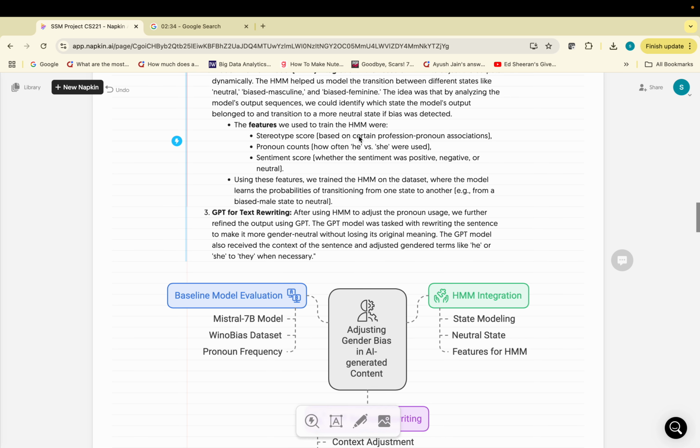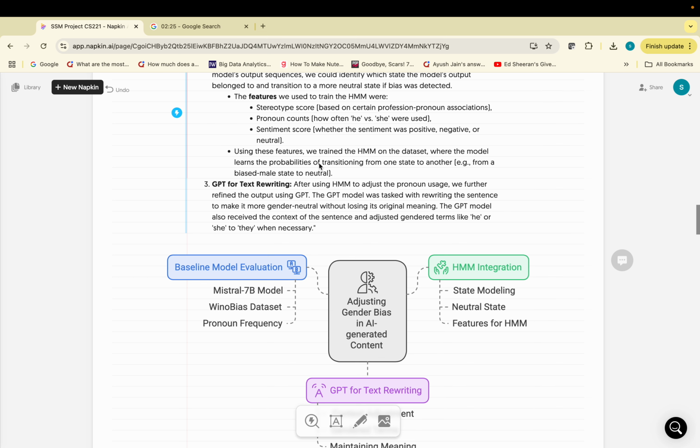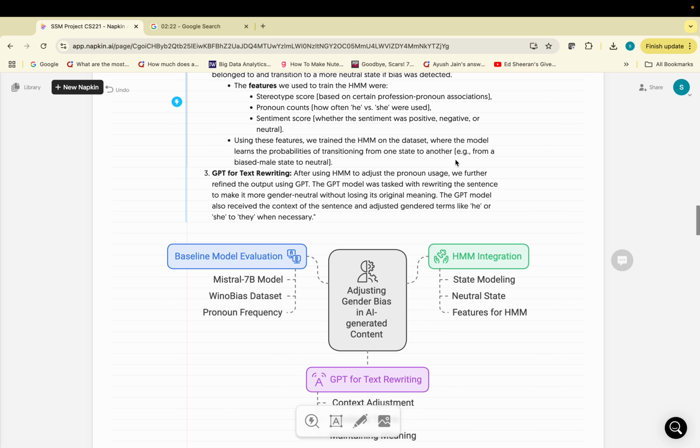The features that were used were stereotype score, pronoun counts, and sentiment score. Using these features, I trained the HMM on the dataset, where the model learns the probabilities of transitioning from one state to the other, for example, from the biased male state to neutral.